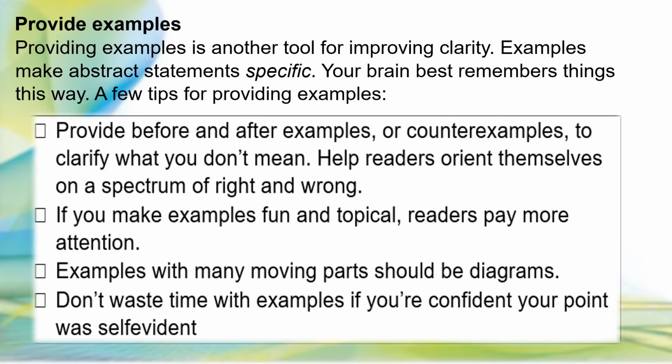Provide examples. Providing examples is another tool for improving clarity. Examples make abstract statements specific. Your brain best remembers things this way. A few tips for providing examples. Provide before and after examples or counterexamples to clarify what you don't mean. Help readers orient themselves on a spectrum of right and wrong. If you make examples fun and topical, readers pay more attention. Examples with many moving parts should be diagrams. Don't waste time with examples if you're confident your point is self-evident.